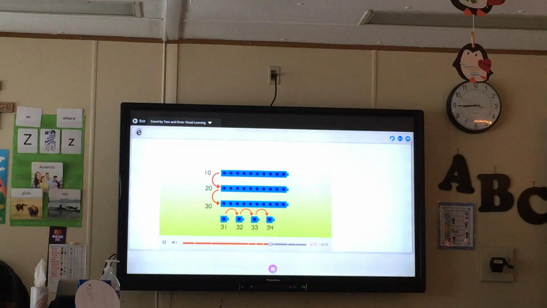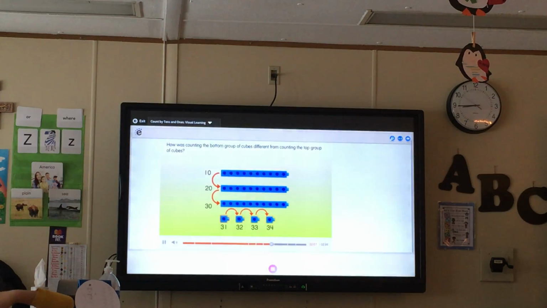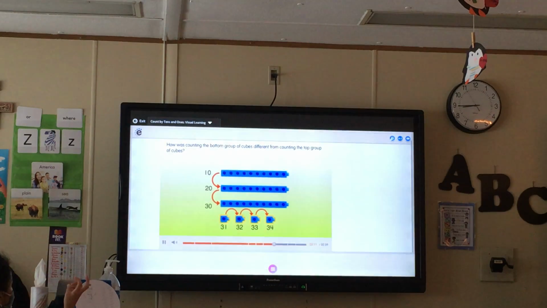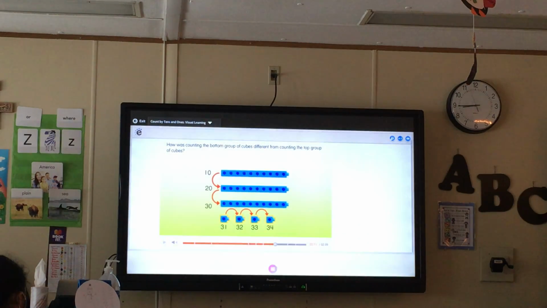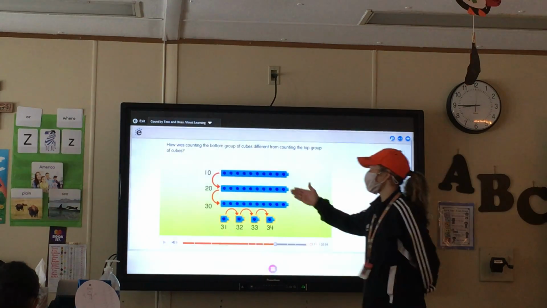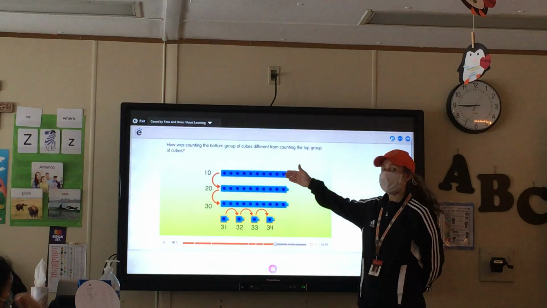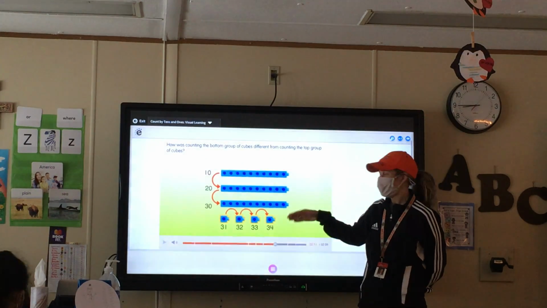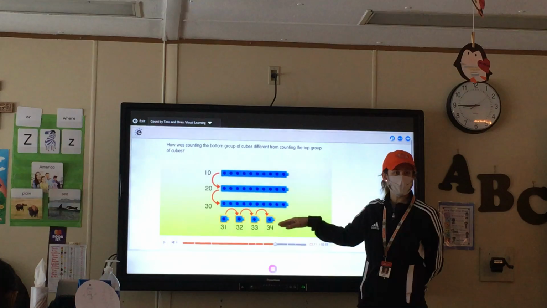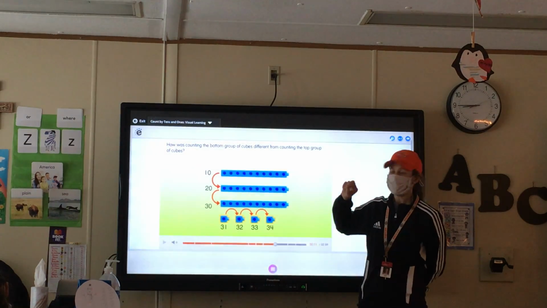And that's it. How was counting the bottom group of cubes different from counting the top group of cubes? How is it different? Who can tell me? Victoria. Because they're not connected. Yeah, they're not connected and they're not in sets of what? Tens. Right? The top were in sets of tens. We count by tens. And the bottom, they're not connected, so we just have to count them by ones.